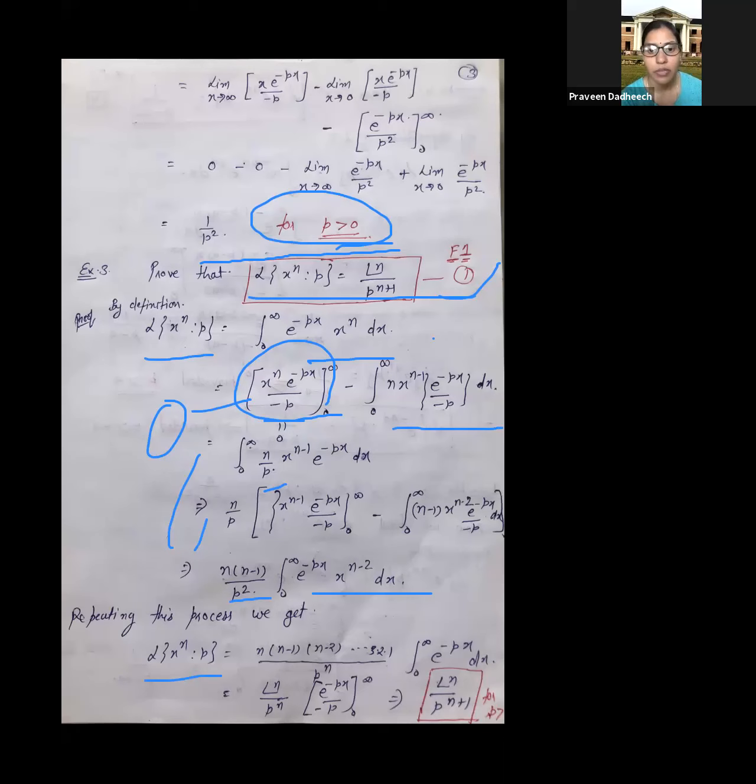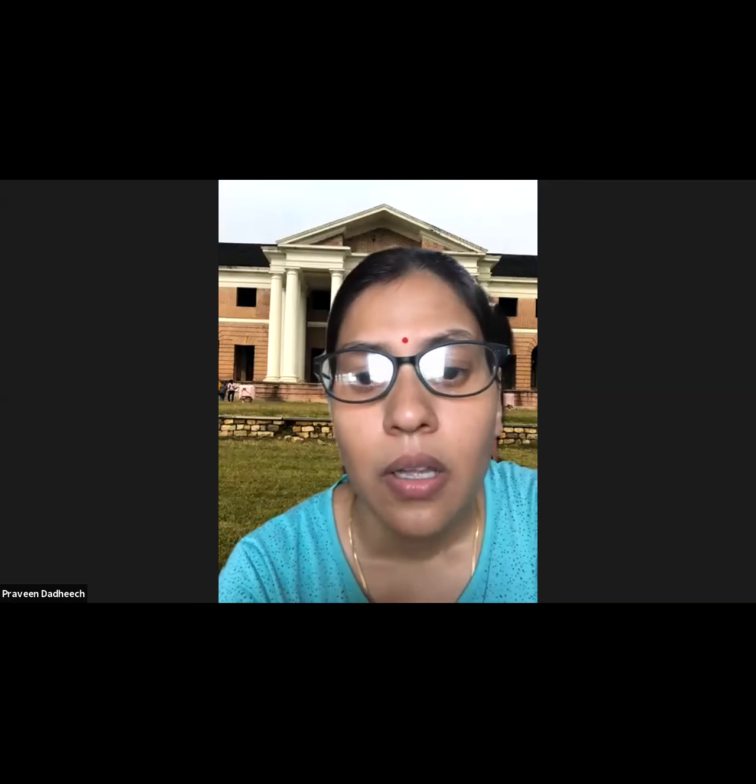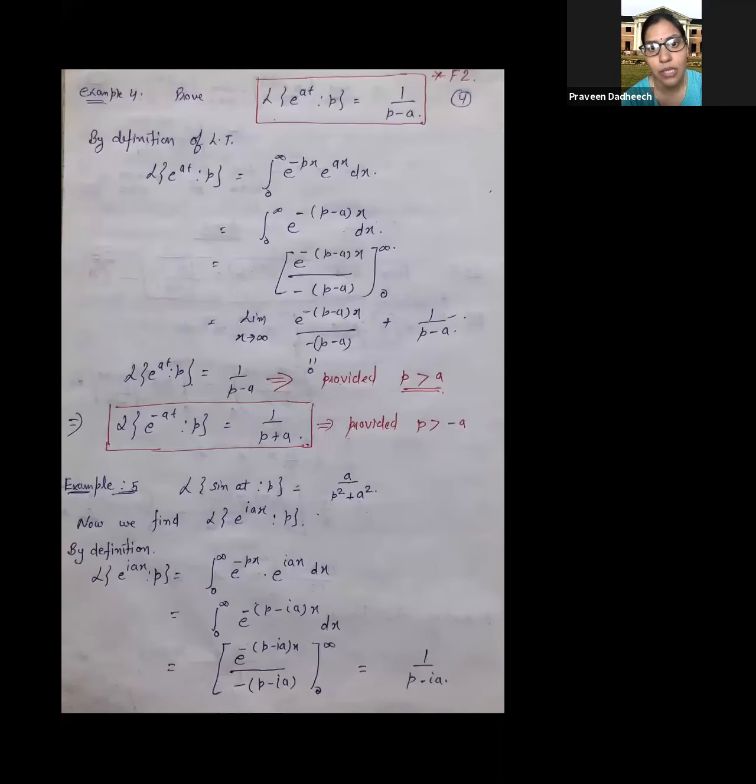Now integrating this, we will get factorial n over p to the power n times e to the power minus px over minus p from 0 to infinity. At infinity this becomes 0, and at 0 it is 1 upon p. So what we will get here: the Laplace transformation of the function x to the power n equals factorial n over p raised to the power n, into again 1 upon p, that is, p raised to the power n plus 1. It's clear.